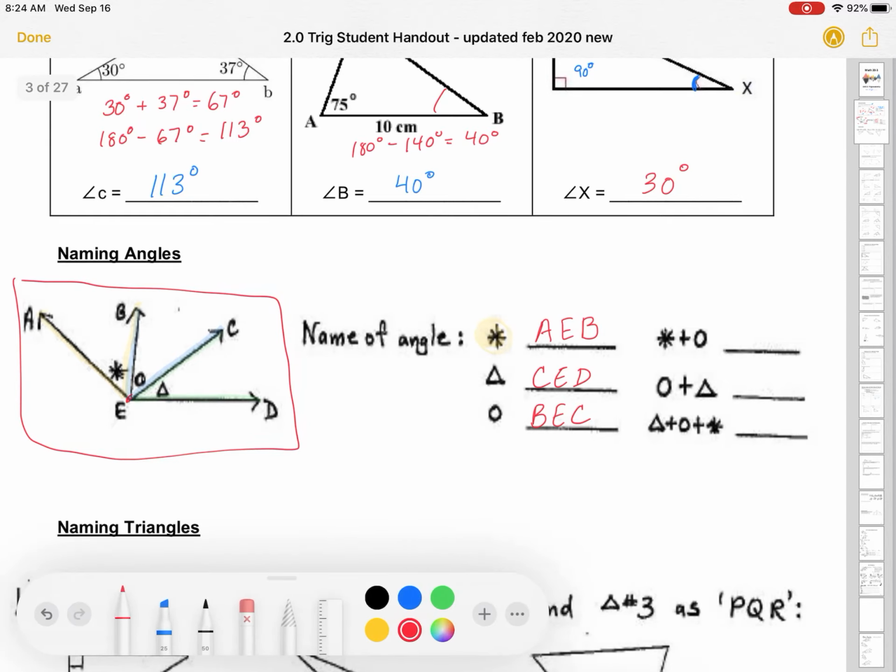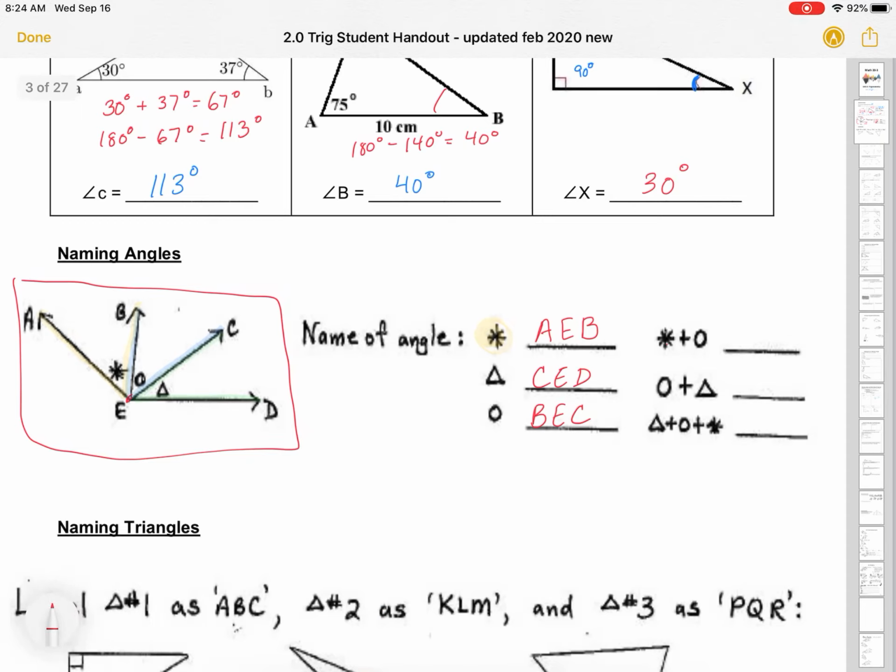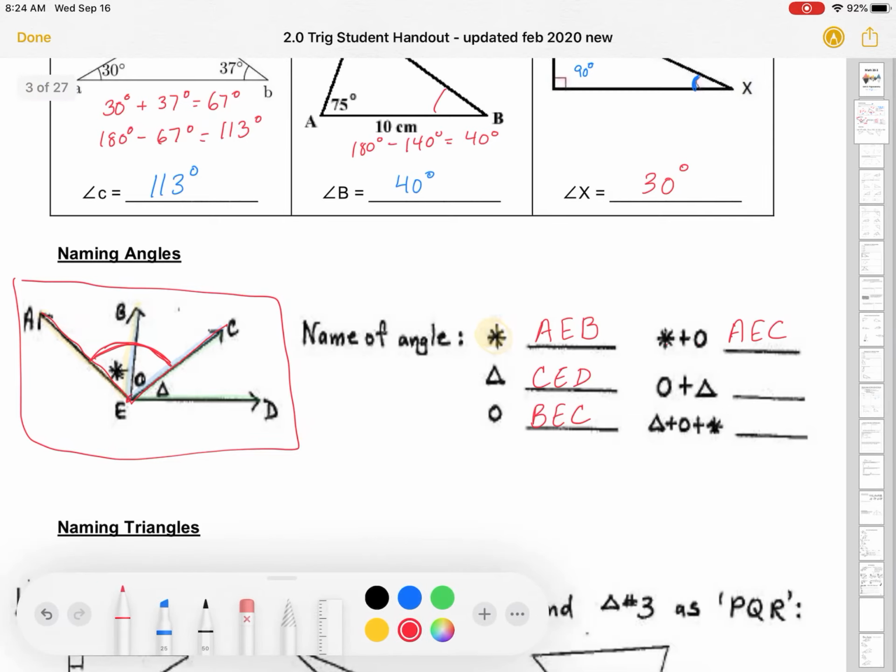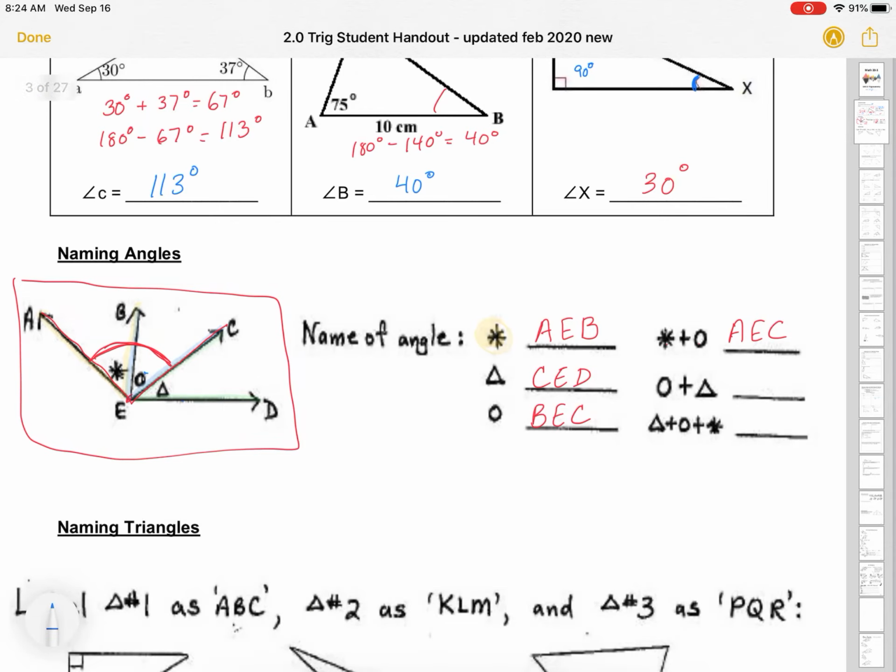Now, if I wanted to look for a larger angle, like the star plus the circle, then I'm going to go from A, E to C. You can go the other direction as well, but this one will work. It would be the same as CEA, but we can write AEC. If I'm looking for the circle plus the triangle, that means I'm looking for this one here. I would go BED.